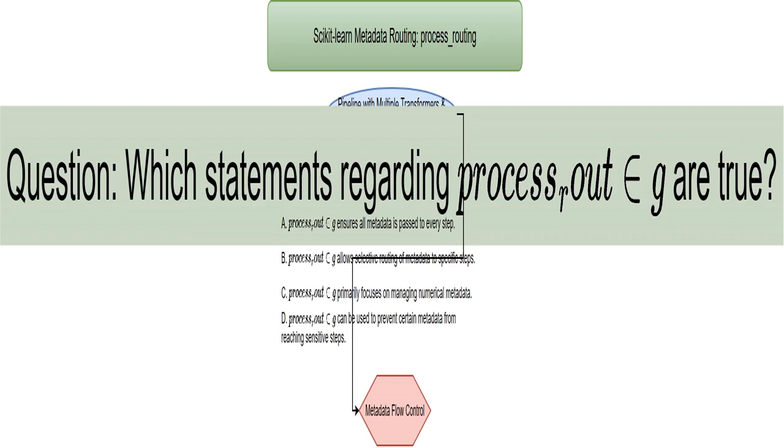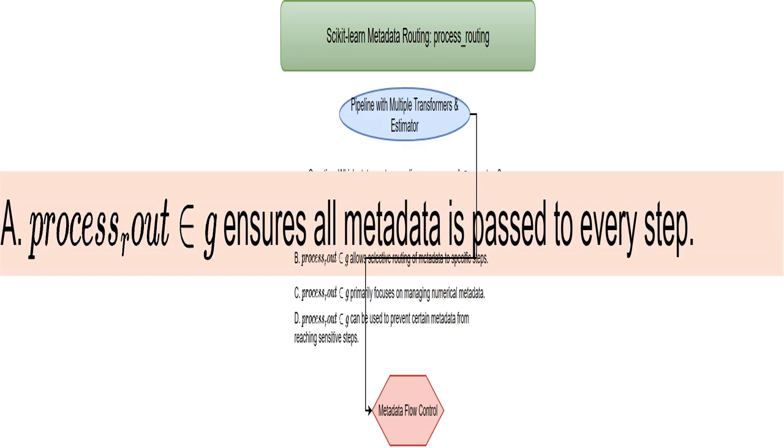The core question is about how process_routing works. It tests whether you understand how process_routing handles data flowing through the pipeline, like deciding which parts of the factory assembly line get specific information. This option suggests that process_routing sends all metadata to every step in the pipeline. It's like saying the factory sends all the paperwork to every station, whether relevant or not.